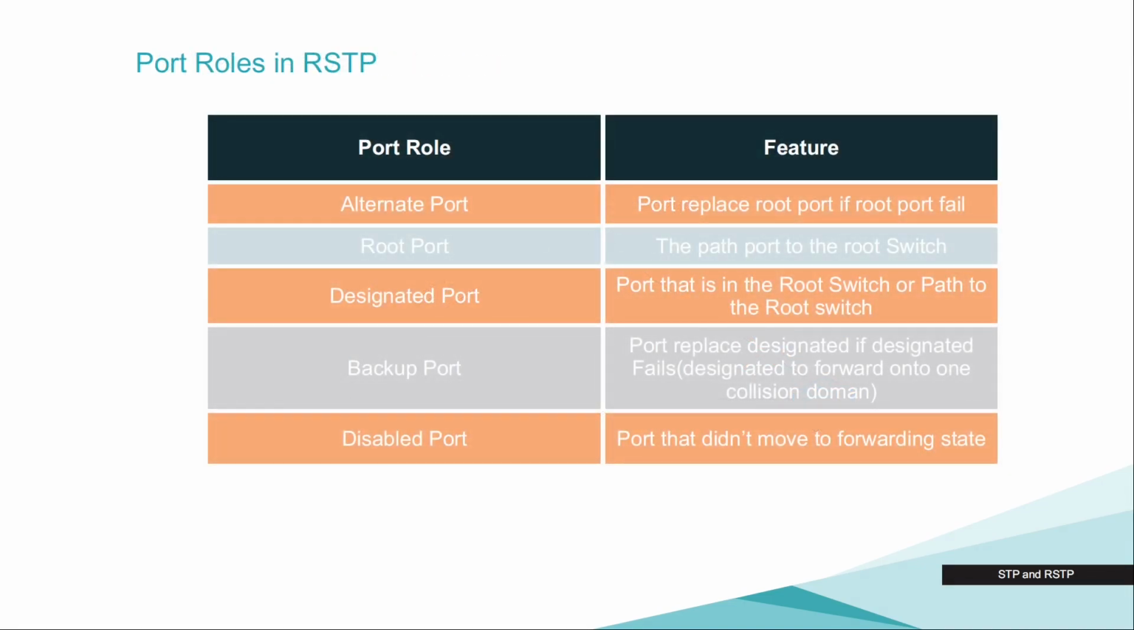Next we have the RSTP port roles. So STP and RSTP both have the root port, the designated port, and the disabled port. The new port role is the alternate port, and the alternate port is a port to replace a root port if the root port fails. We have also the backup port. The backup port is a port to replace the designated port if the designated port fails. Please keep in mind that the backup port is used only if we have one device in one collision domain, and the only device that can make one collision domain is the hub.